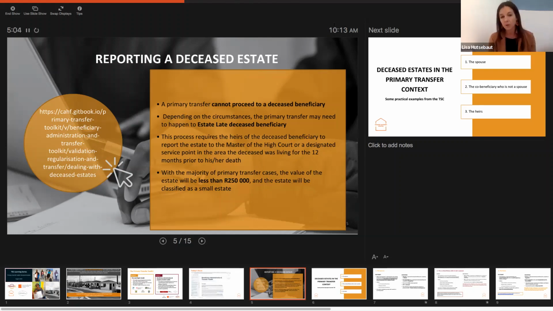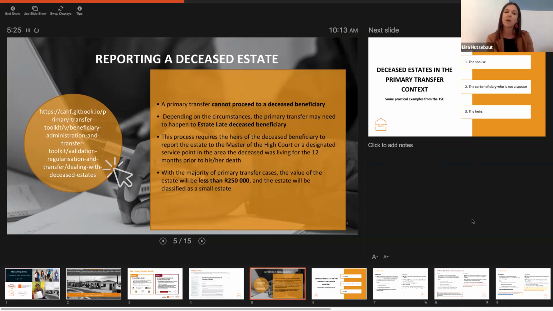And basically it involves a family member, somebody related to the deceased, compiling quite an extensive pack of forms and lodging those either at the master's office or at a designated service point of the master's office, which is most magistrates' courts.